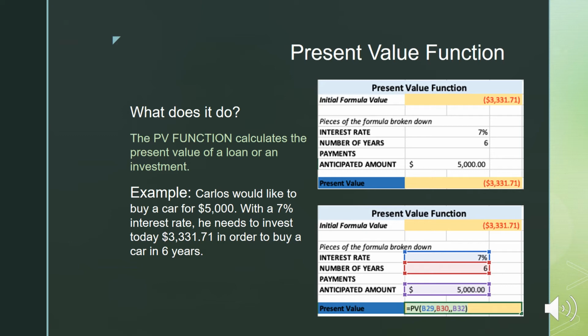Here we see that the interest rate, once again, is 7%, the number of years is 6, and the anticipated amount is $5,000. You input this into the PV function, just like you see in the second picture, by selecting each of the cells. And then you click enter and it'll give you the amount that he needs to have today, which is the $3,331 with 71 cents, in order to invest it and be able to buy a $5,000 car in 6 years.